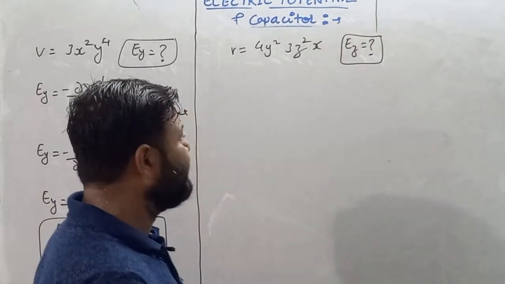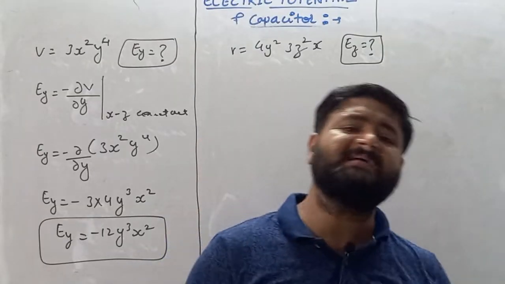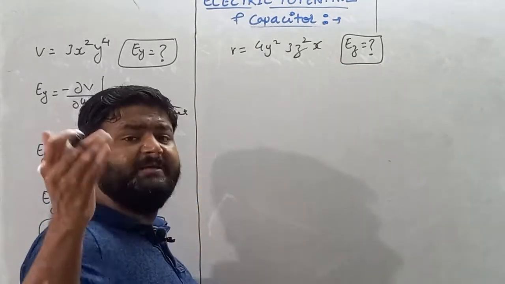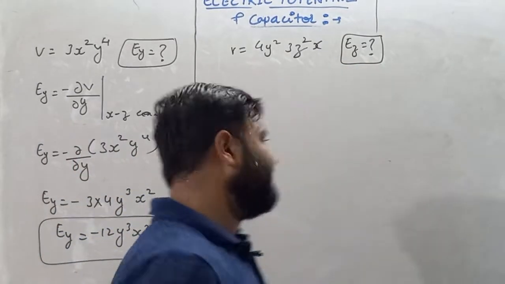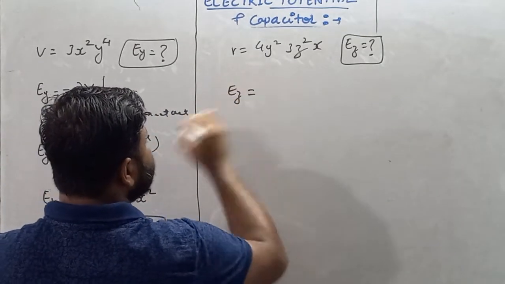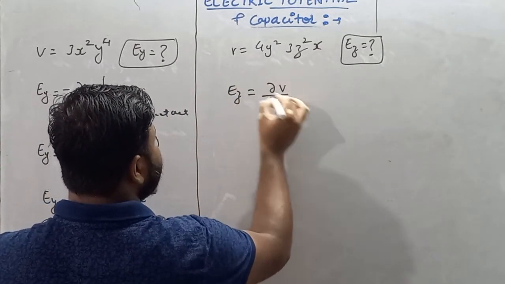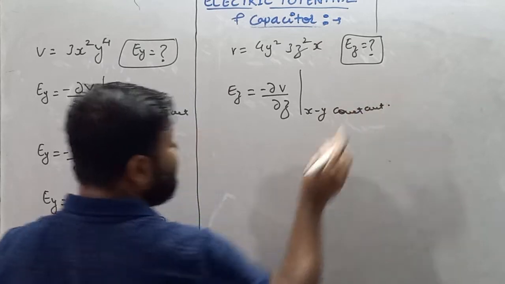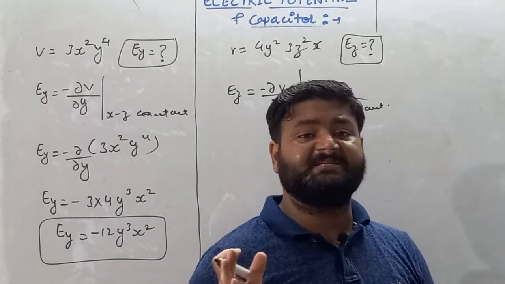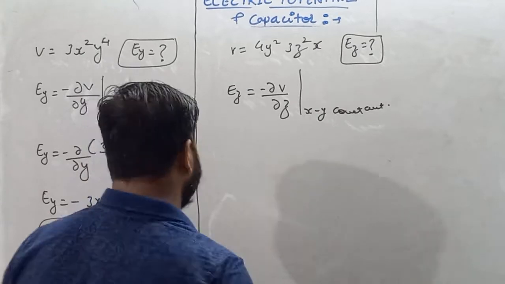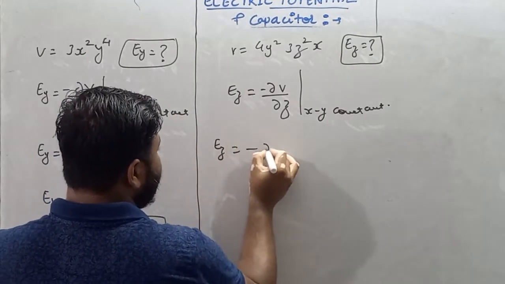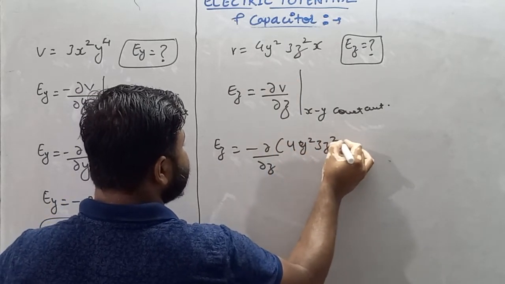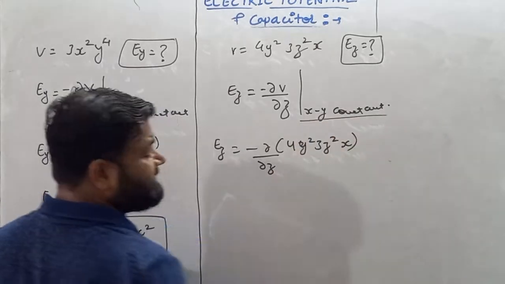If we are finding electric field along z-axis, it implies that we have to differentiate this potential only with respect to z, keeping x and y constant. So I'll write here Ez is equal to minus del v by del z, keeping x and y constant. I am performing only the partial differentiation. The value of v is 4y square 3z square x, so we have to keep x and y constant.